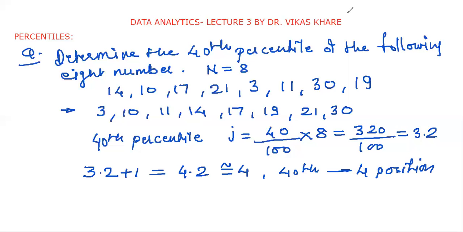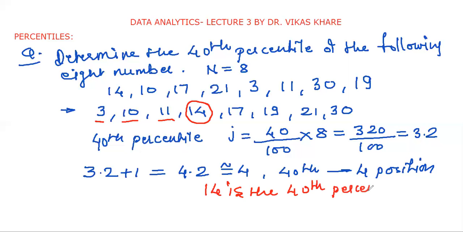So in that case, the 4th position, when we arrange the data in ascending order, is first, second, third, and 4th position. So 14 is the 40th percentile of the given data set. So this is the process to find the percentile of a given data set.